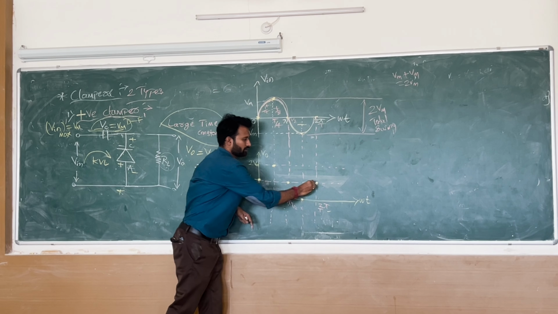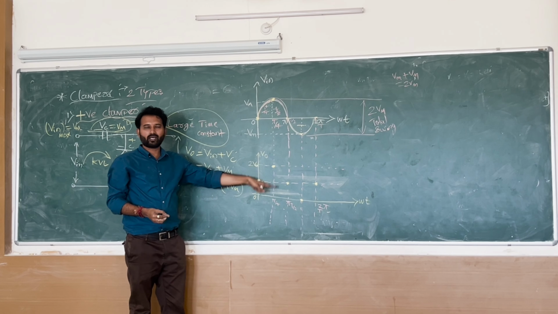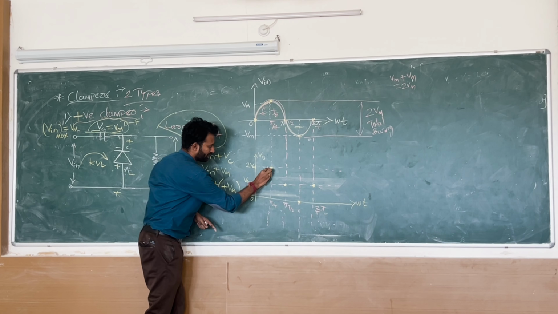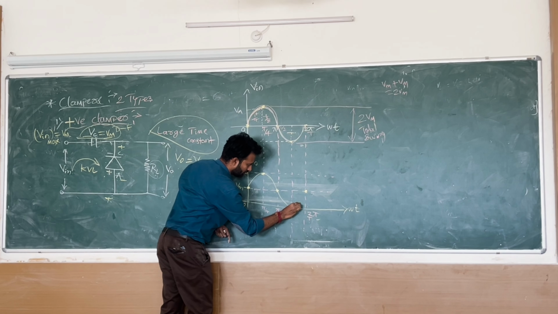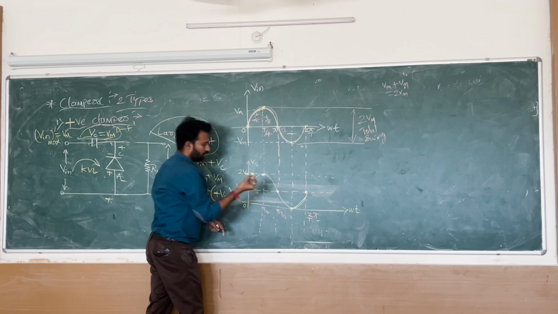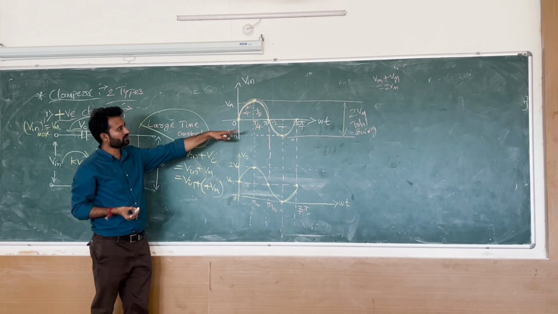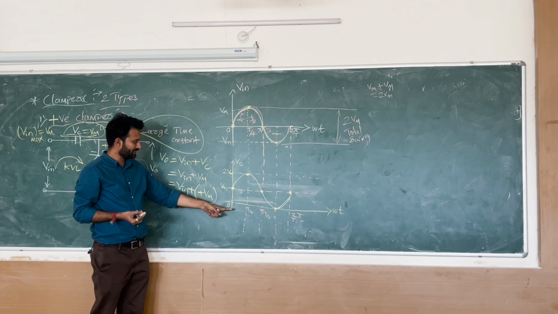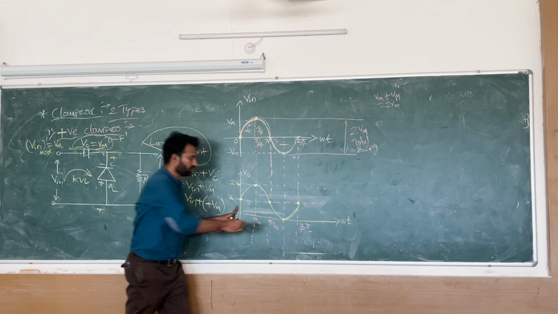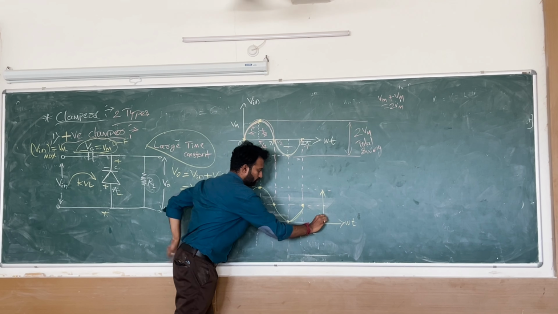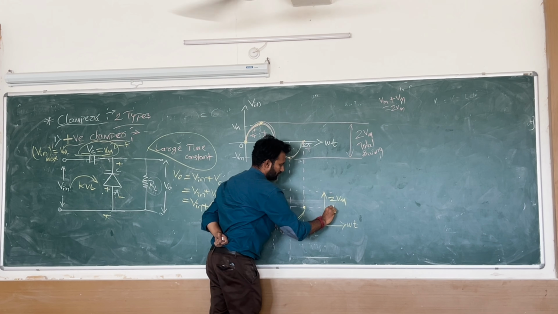Put a dot here. What you need to do? You need to join them. So your output will look like this. Don't draw a triangle, draw sinusoidal only. Your output will look like this. What is the total swing? 2Vm. What is the peak to peak? Peak to peak is 2Vm. So you need to draw 2Vm total swing.